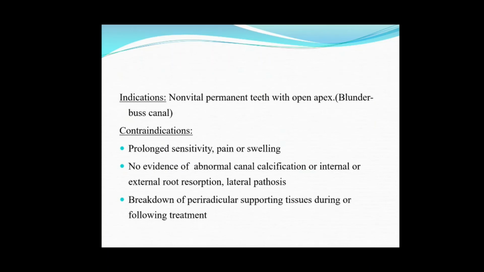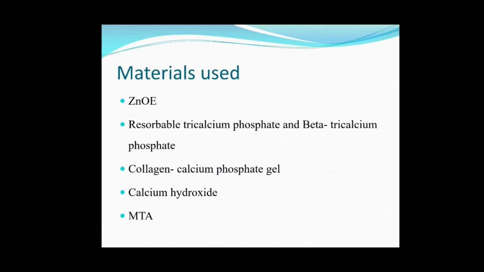Breakdown of periradicular supporting tissues during or following treatment. The materials used in apexification are zinc oxide eugenol, resorbable tricalcium phosphate and beta tricalcium phosphate, collagen, that is calcium phosphate gel, calcium hydroxide, and MTA, that is mineral trioxide aggregate.